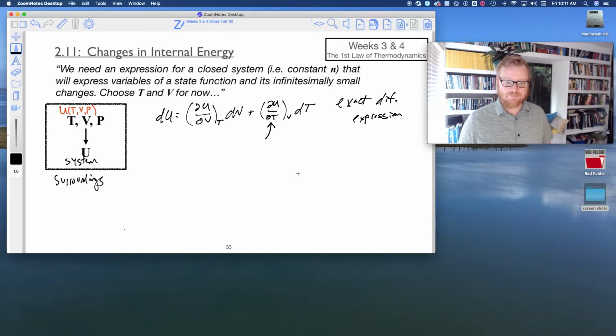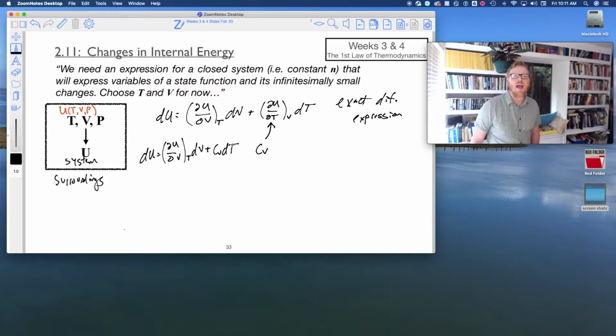Yep. If you said that's CV, then you're correct. Pretty awesome, huh? Okay, that's CV. So I can now rewrite this equation, and I can say dU equals this derivative at constant T dV plus CV dT. What's pretty cool about this expression is that if we were to hold volume constant, then this whole derivative drops out, and we're just left with dU equals CV dT, which we know is true, right?